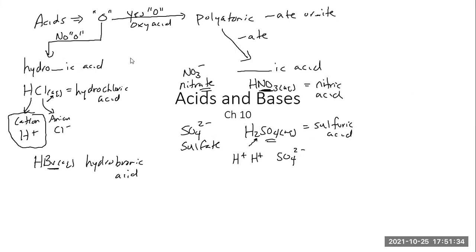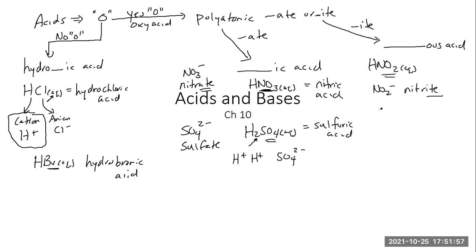And lastly, if you're naming acids and your polyatomic ion ends in ite, the acid is something OUS acid. So for example, HNO2. NO2 here is NO2 minus, which is nitrite, ITE. This then becomes nitrous acid. Again, no hydro or any of those. So any acid that has oxygen should not have hydro in the name.